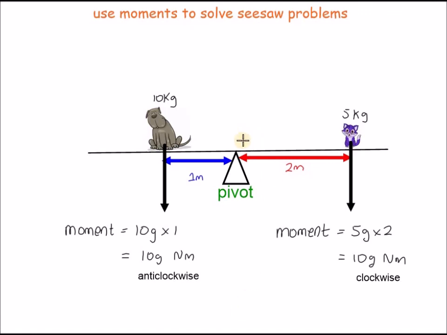So in this problem there is also a normal reaction here at the pivot, but the normal reaction is a force whose distance from the pivot is 0, so any moment produced here will be 0.